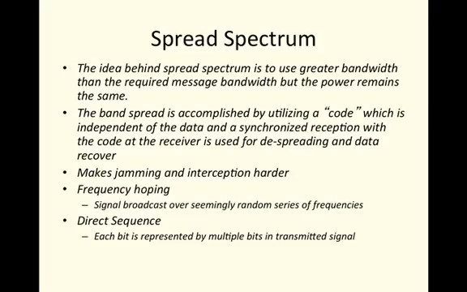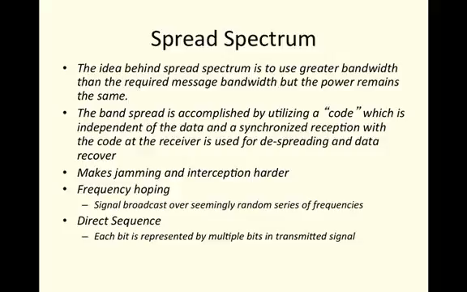Initially, let's start with what spread spectrum is all about. The idea behind spread spectrum is to use greater bandwidth than the required message bandwidth, but the power remains the same. The band spread is accomplished by using a code which is independent of the data, and a synchronized reception with the code at the receiver is used for despreading and data recovery. Why is spread spectrum used? It is used because it makes jamming and interception harder.